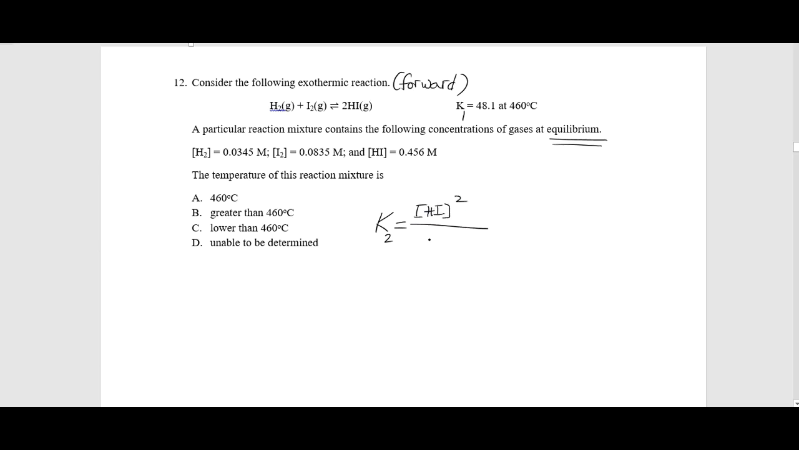So you have that square over H2 times I2, and all of that should be in concentration. So you will get 0.456 squared over 0.0345 multiplied by 0.0835. Okay, and we are going to work out K.